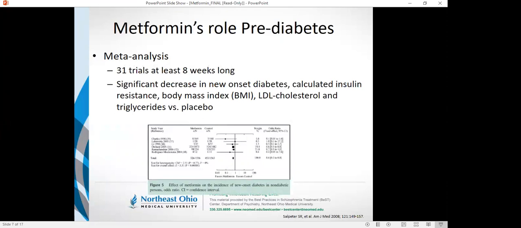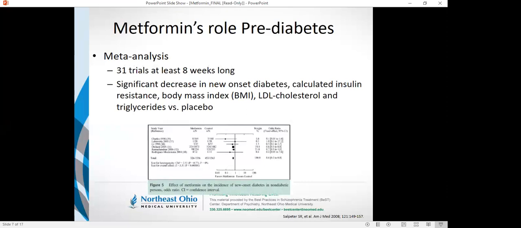So this is a meta-analysis. It's a little bit old now, from 2008, but it was one of the best ones I could find as far as completeness' sake. It included 31 trials that were at least 8 weeks long, although the average time for the trials was about 1.8 years. So they did have some much more significant longer-term trials.